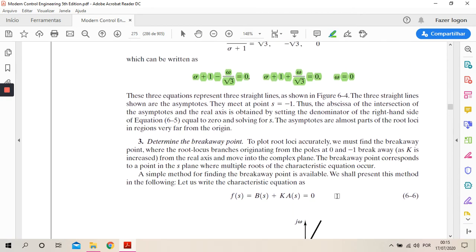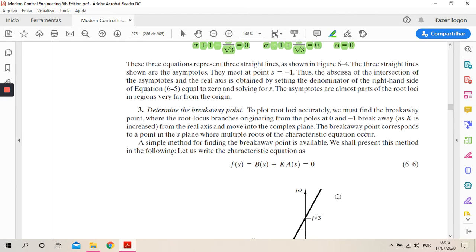And the three straight lines shown are the asymptotes. They meet at the point s equal to negative 1. Thus, the abscissa of the intersection of the asymptotes and the real axis is obtained by setting the denominator of the right-hand side of equation 6-5 equal to 0 and solving for s. The asymptotes are almost parts of the root loci in regions very far from the origin.